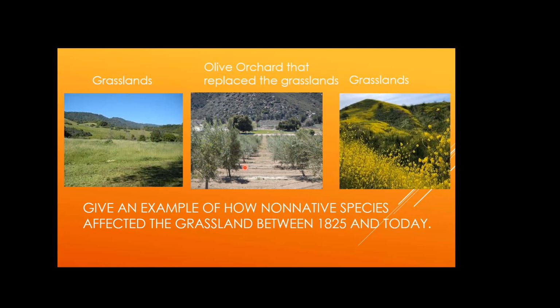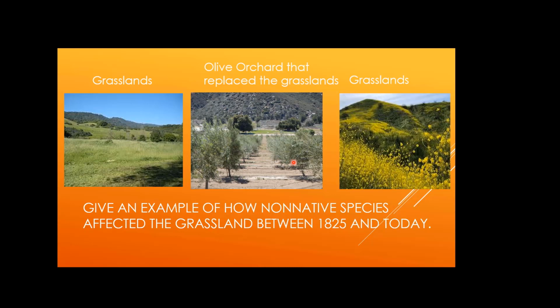Now we get down to our final questions. Give an example of how non-native species affected the grassland between 1825 and today. Again, as cattle people came in, the native grasses, the bunch grasses, were eaten by the cattle. And when the cattle were fed hay, which was usually imported from other places, it had seeds of non-native species in it. The cows would poop that out, and those seeds would take hold, and pretty soon they grew everywhere very quickly, because the cattle would eat the other stuff, which they actually liked better, and then trample it down as it was coming up.